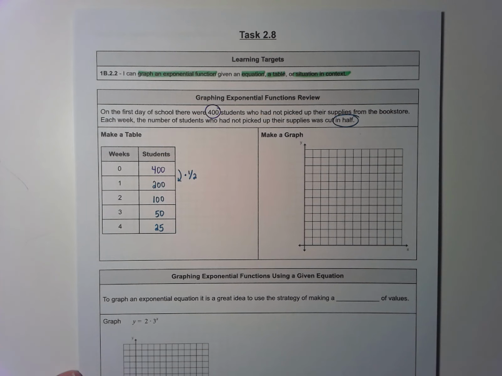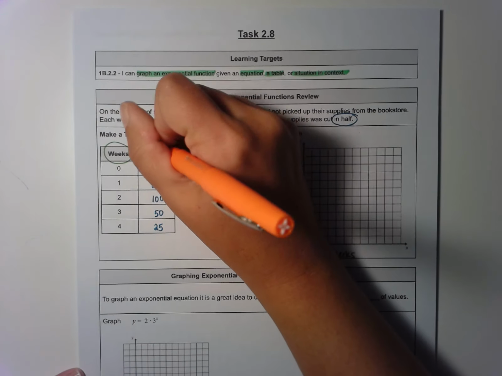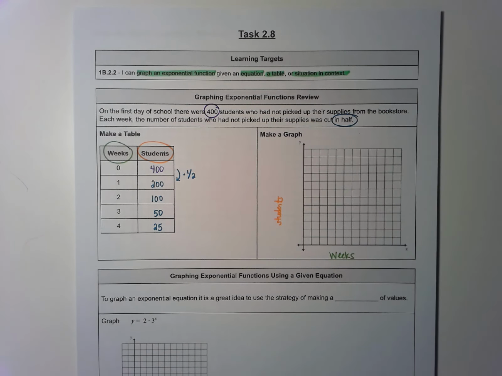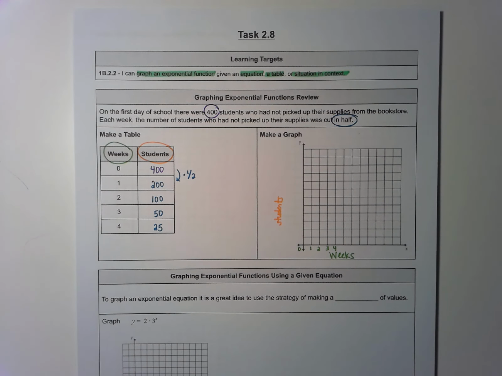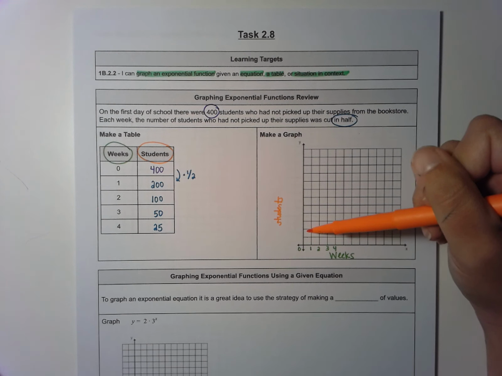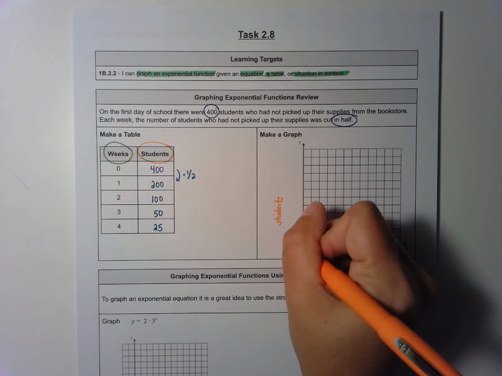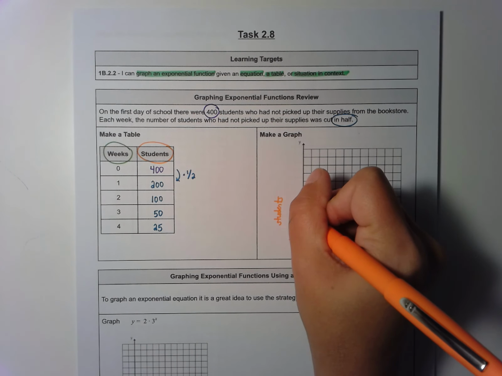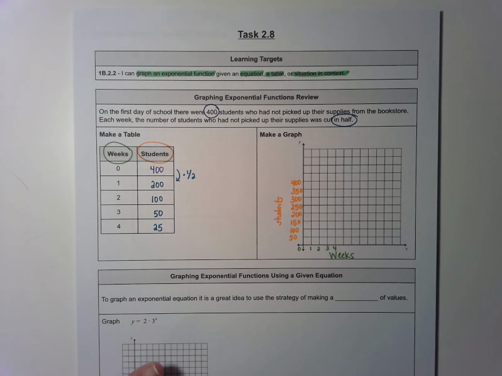And so let's start with some labels. If our inputs are weeks, we're going to have weeks here on the bottom. And if our outputs are students, we're going to have students here on the side. Now for my x-axis, I'm going to label this just 0, 1, 2, 3, 4. And for my y-axis, I'm going to choose to count by, let's see, there's 12 lines here. So I'm going to go ahead and choose to count by 40. Or even 50, let's count by 50. So 50, 100, 150, 200, 250, 300, 350, 400.